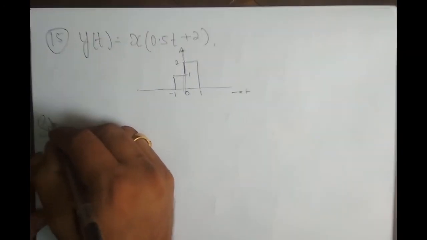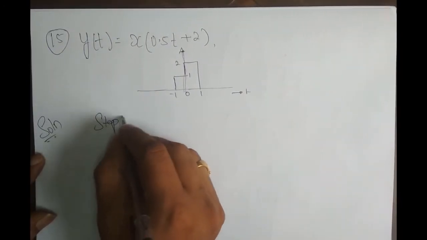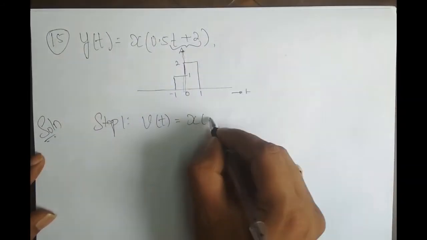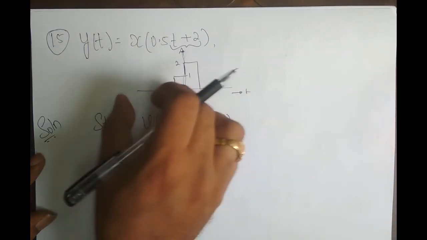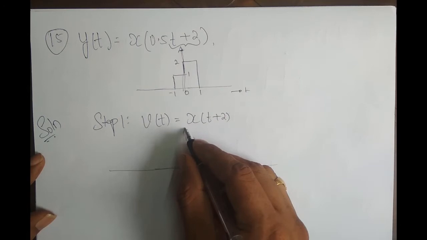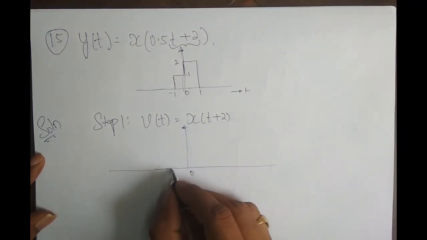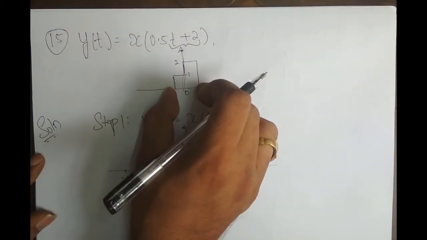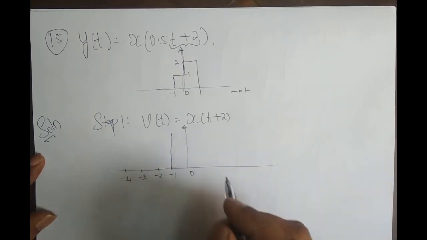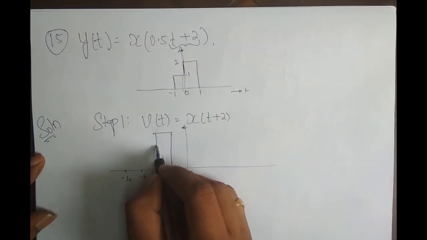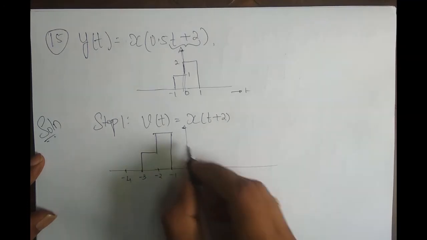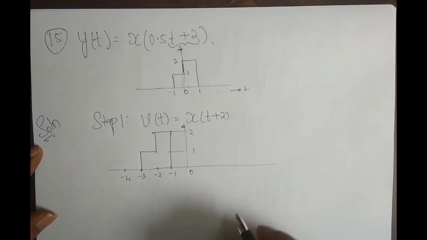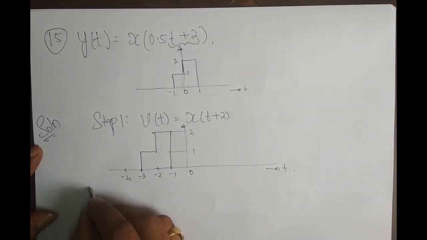So solution. What is step 1? Step 1 is to get the intermediate signal, which is equal to x of t plus 2. So this signal is shifted left 2 times, right? This is at t is equal to 0. So minus 1, minus 2, minus 3, minus 4. So if shifted left 2 times, 1 time, 2 times, it starts from minus 1 to minus 3. So amplitude is 1, amplitude is 2, right? This is t. So what is step 2?